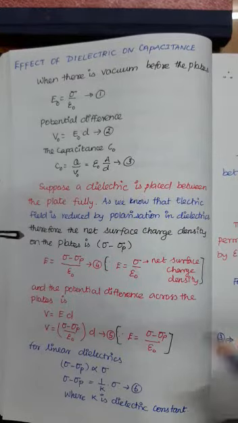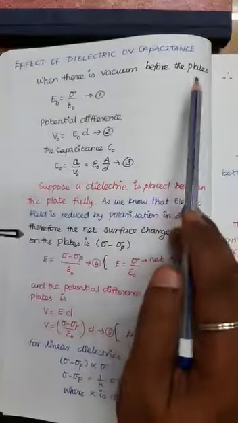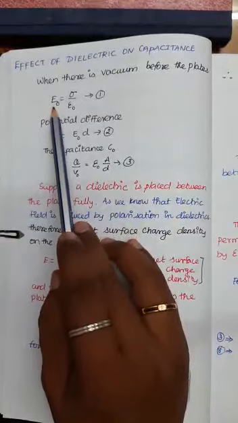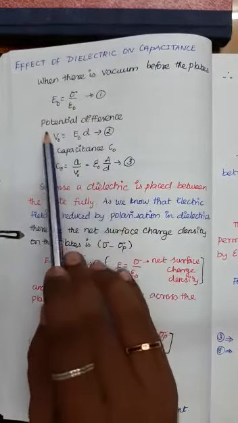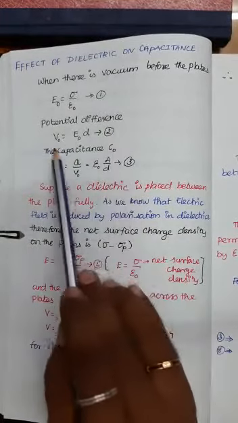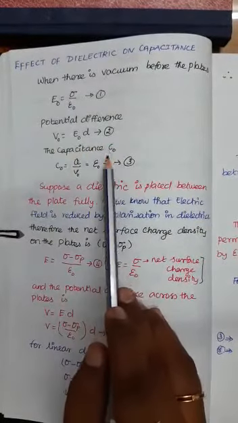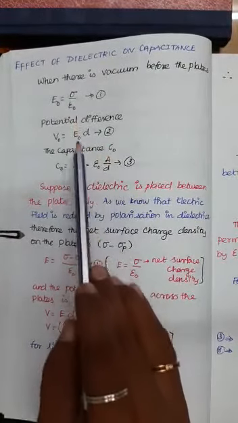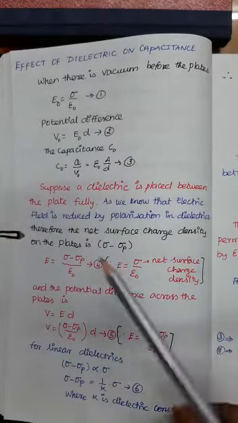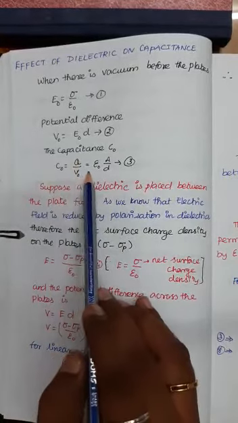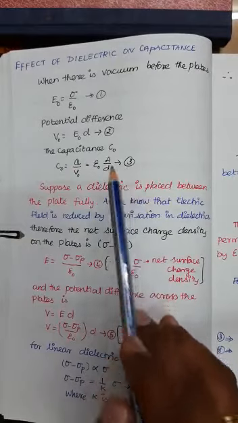Right, now briefly, for this section, consider when there is a vacuum between the plates. As we know from the previous section, E naught is equal to sigma by epsilon naught, which I mention as equation number 1. Similarly, the potential difference between the plates, V naught, is equal to E naught into D. Therefore, the capacitance of the capacitor I can denote as C naught. All these, E naught and C naught, refer to vacuum or else air medium. So C naught is equal to Q by V naught. Therefore, I can write it as epsilon naught A divided by D, which I mention as equation number 3.